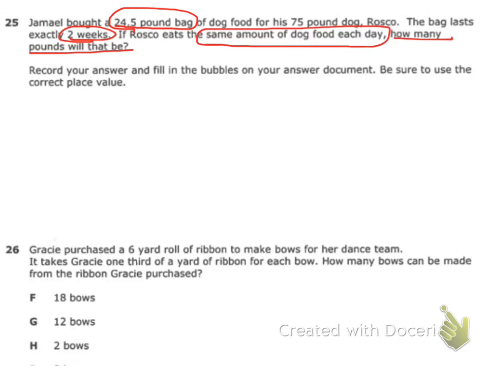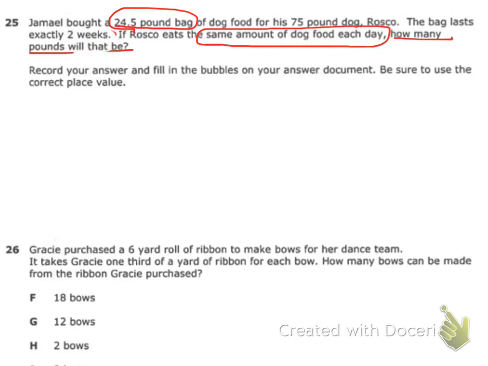Alright, so what we're trying to figure out here is, if the 24.5 pounds of dog food, the bag, lasts for 2 weeks, and the dog eats the same amount each day, how much is it that he eats each day? Now guys, please don't make the mistake of dividing by 2. That would be 2 days, because remember, we're trying to find out how much the dog eats each day. This 2 is not 2 days, so you can't use it. You have to convert it into days. How many days are there in 2 weeks?